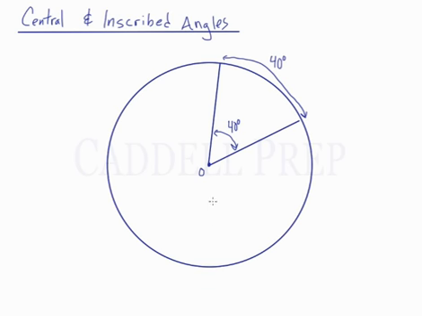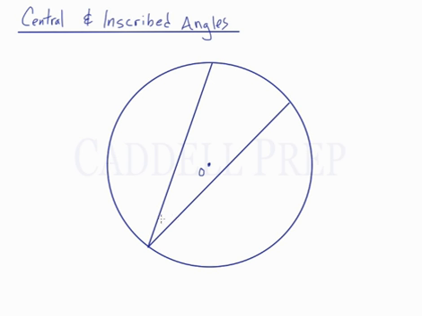Let's look at inscribed angles now. Inscribed angles have their vertex on the circle. So this type of angle is an inscribed angle. And again, let's say that the measure of this arc is 40 degrees. Then the measure of this inscribed angle is directly related to that. Inscribed angles are half of the arc it intercepts.